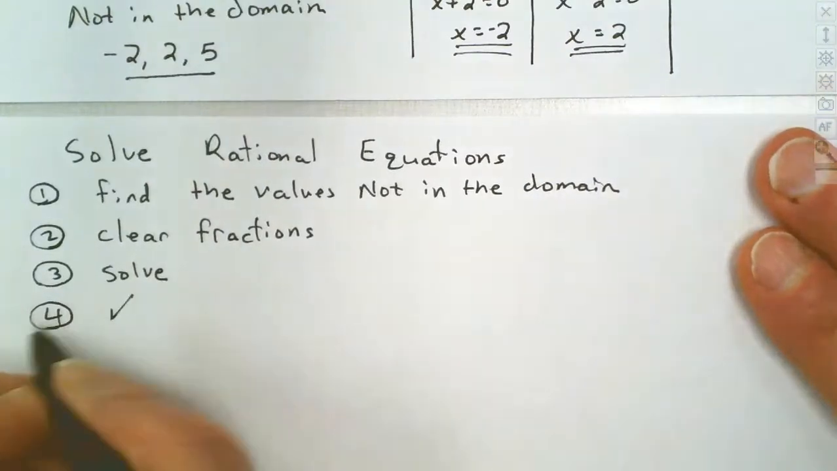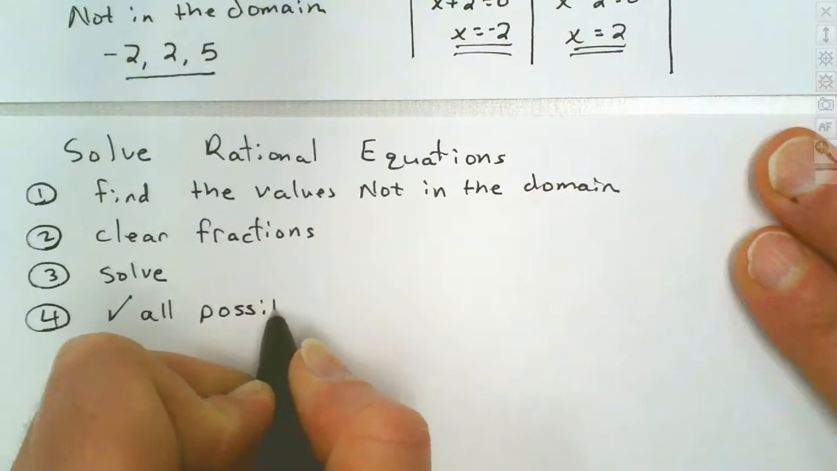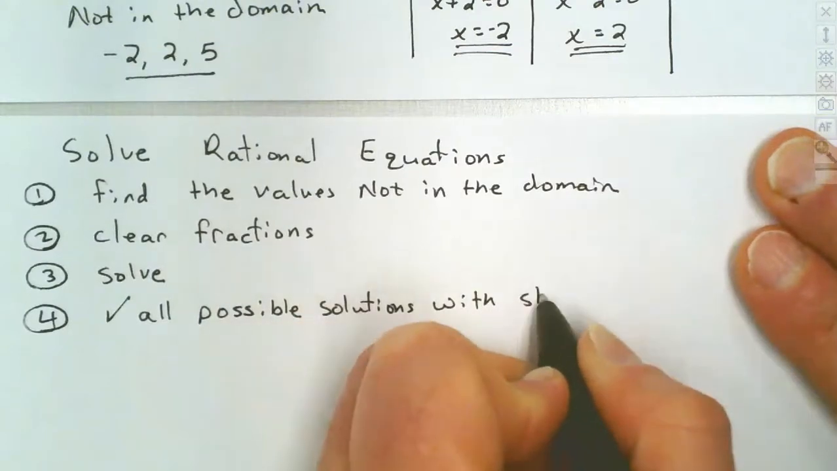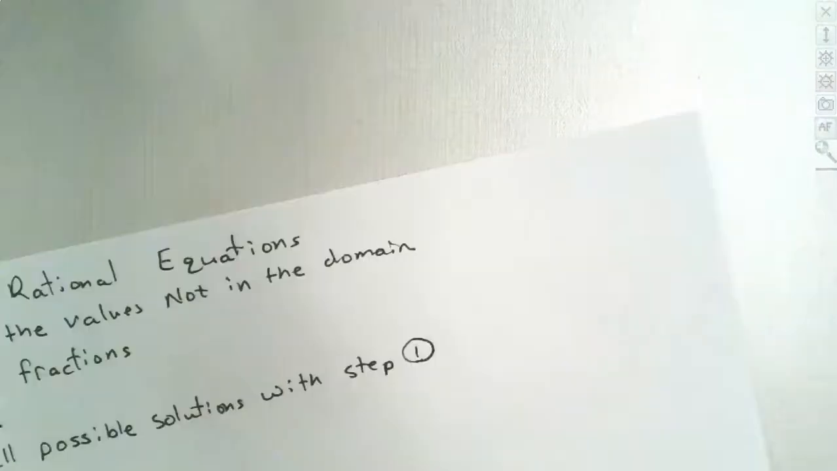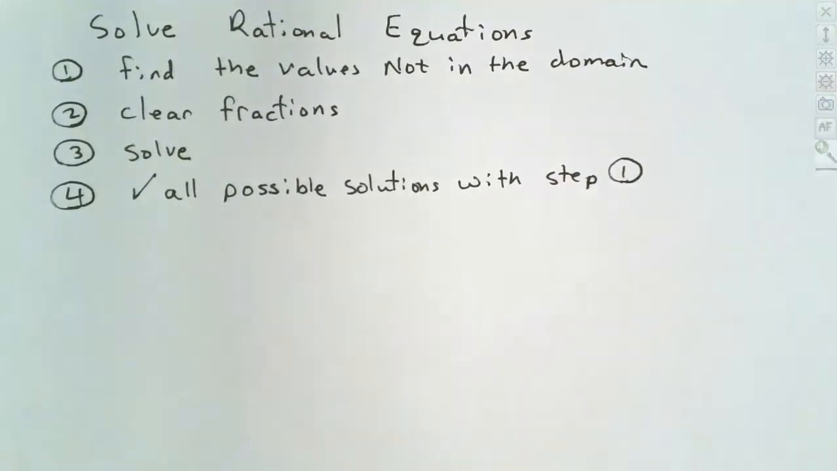So check all possible solutions with step 1. Okay, so it's a pretty straightforward way of solving these. So we can see it again. We're going to try to solve rational equations, and these are equations that have fractions. First thing we do is we find the numbers that do not work. Then we clear our fractions out, and then we solve it. And then we need to go back and check all of our solutions with step 1. And if they're in step 1, that means it's not a solution and it doesn't work. So we need to make sure that these answers work and do not give you division by 0.